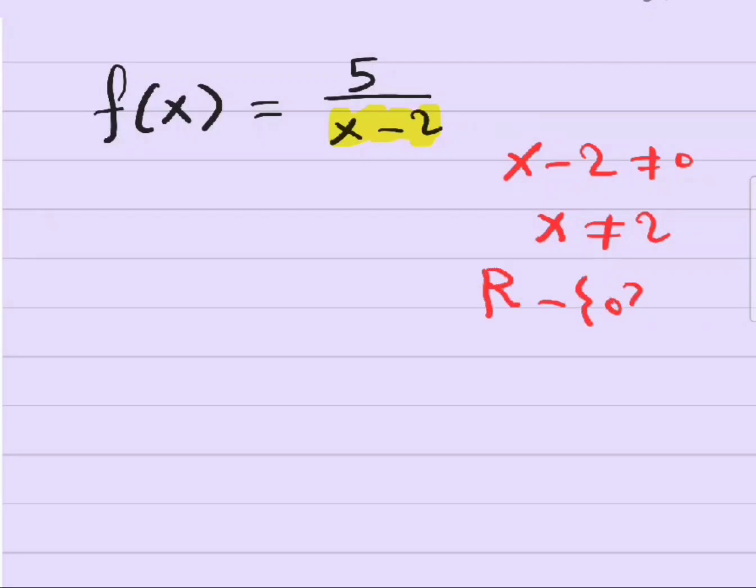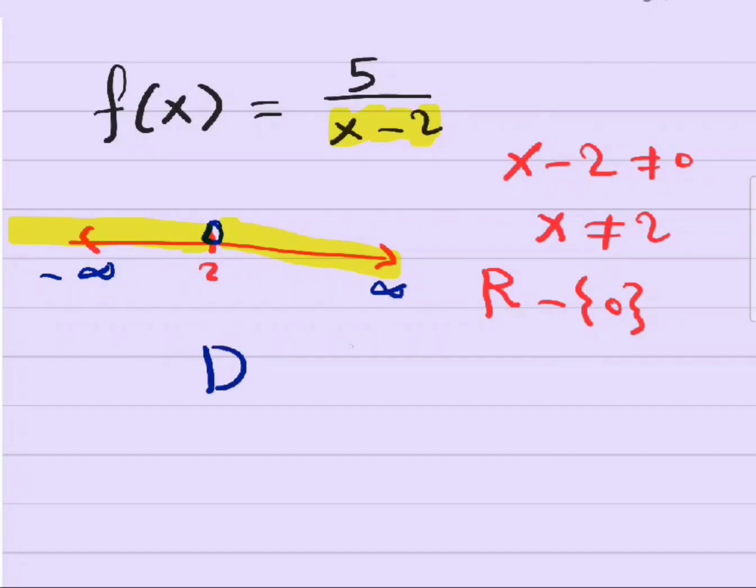So how do you represent this using interval notation? If we draw a number line, x could be anything except 2. So at 2, we're going to have an open circle. It can be greater than 2, or it can be less than 2. All the way to the left, you have negative infinity. All the way to the right, positive infinity. So for the left side, x could be anything from negative infinity to 2, but not including 2. Or it could be anything from 2 to infinity. And so that's how you can write the domain using interval notation for this example.